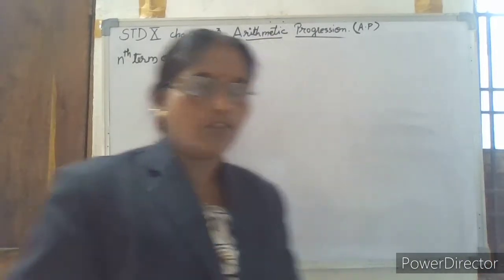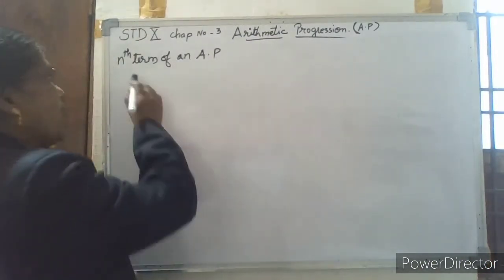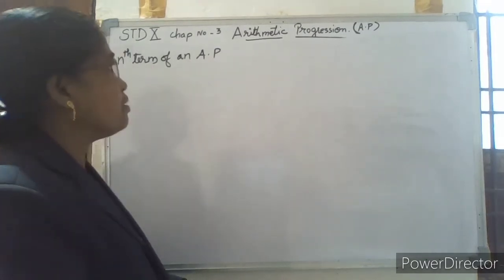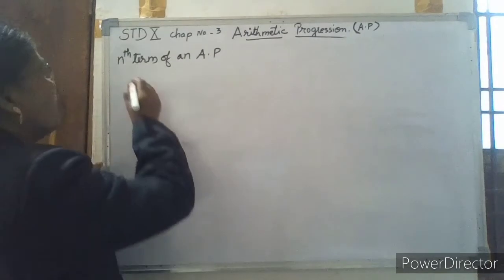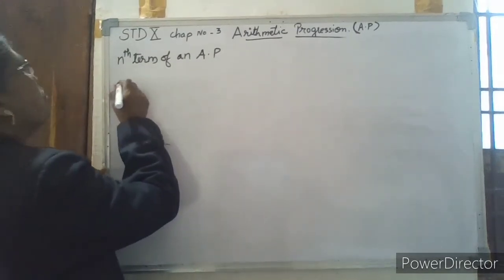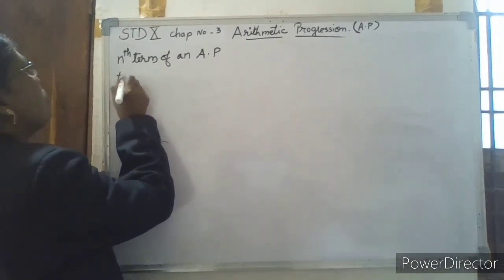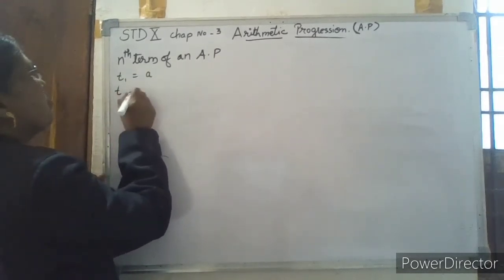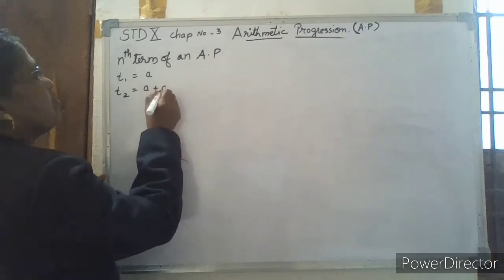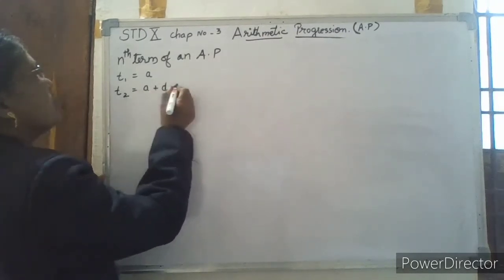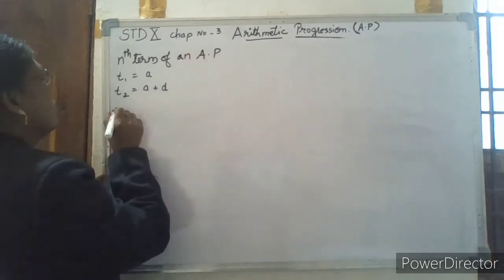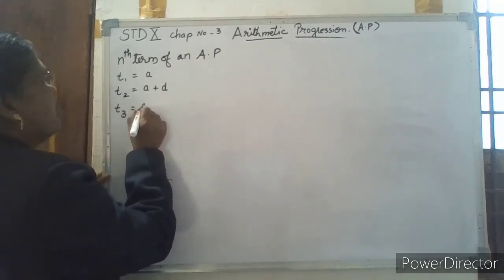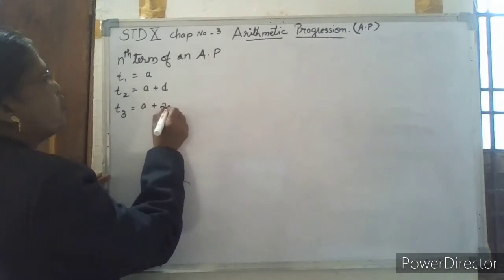Good morning students. Today we will study the nth term of an AP, that is the nth term of an arithmetic progression. Now see what the nth term is. We know that the first term is A, the second term is A plus D, the third term is A plus 2D.